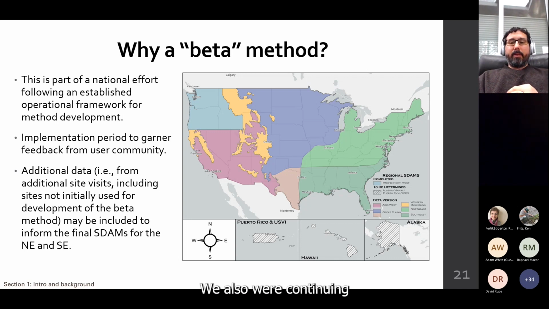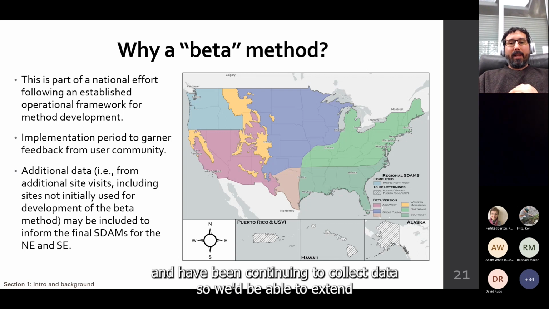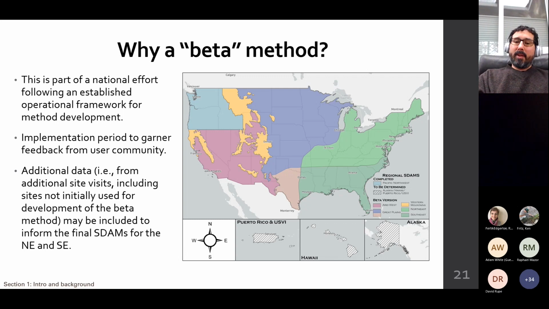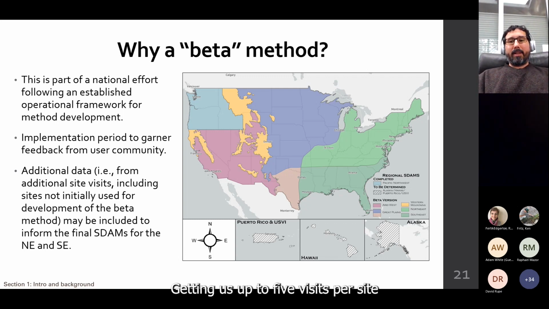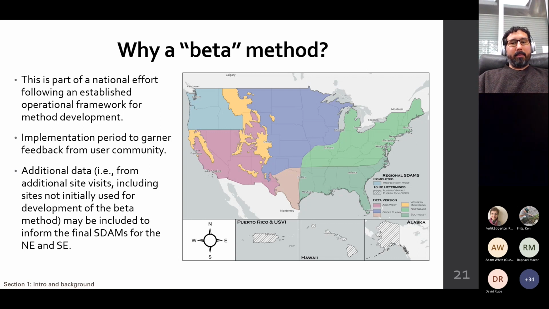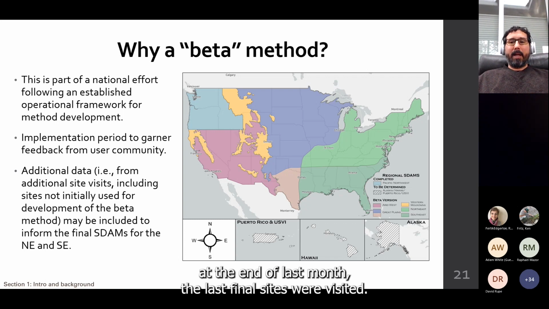We also have been continuing to collect data, so we'd be able to extend repeat visits at some of our sites, getting us up to 5 visits per site at our instrumented sites. And so those last visits were just completed at the end of last month. The last final sites were visited.